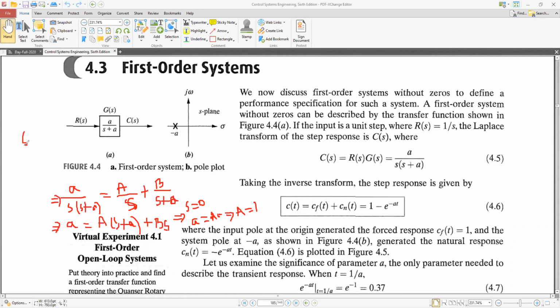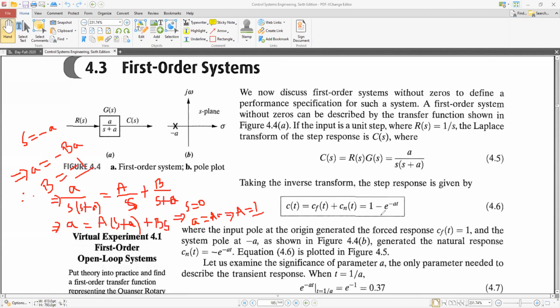So if I put S is equal to minus A, then what would happen? 1 is equal to minus B into A. So B is equal to minus 1 and A is equal to 1.